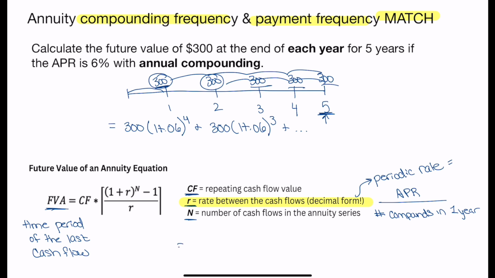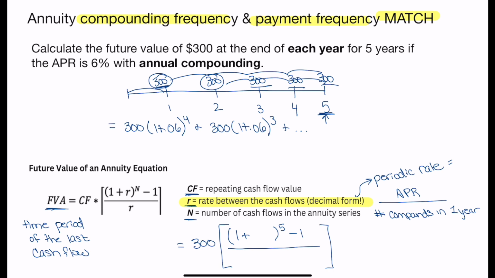Now let me set up this first problem. We would end up with, using the numbers above, our cash flow is 300. We need 1 plus our R. I'm going to leave R blank for right now before we calculate it. Our number of cash flows is our N, so that would be 5, minus 1, divided by, again, our R.